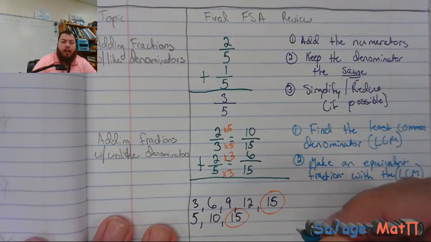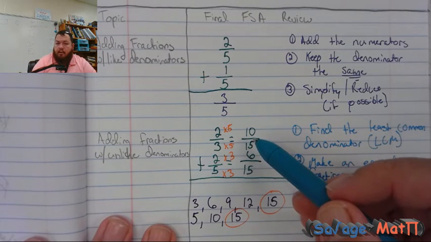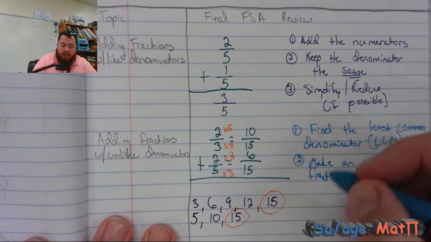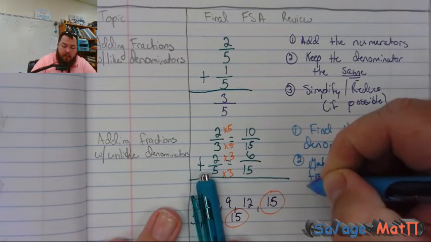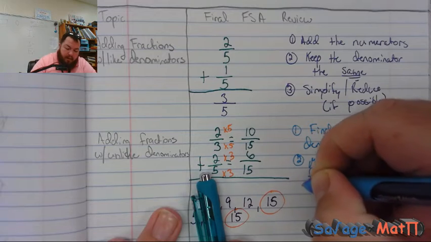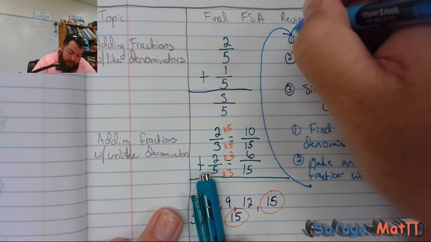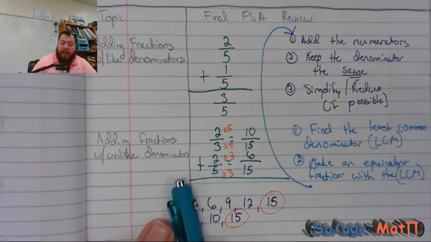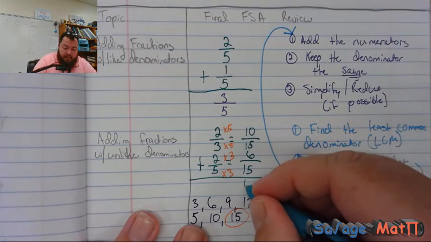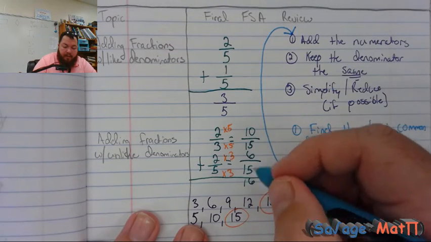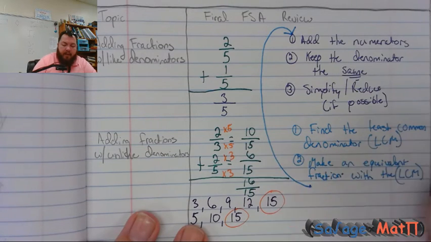Then our final answer would be 10 plus 6, because our third step is going to go right back up to here. I'm going to draw an arrow and take a shortcut right back up. So our next step is add the numerators: 10 plus 6, 16. Keep the denominator the same, 15.